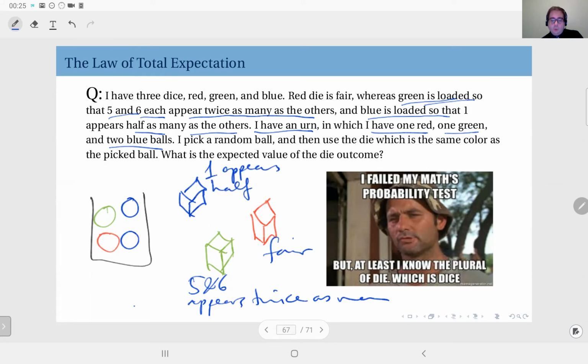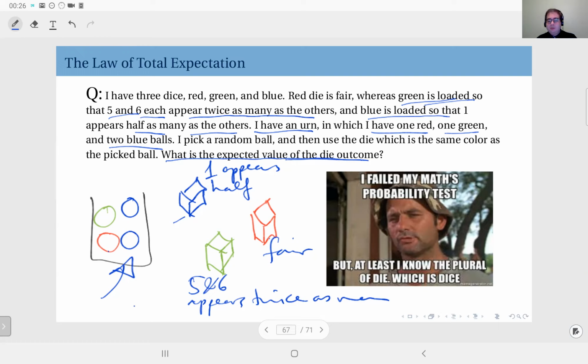The question is, what is the expected value of the die outcome? So what I do is I pick a random ball out of this urn, and whatever color comes out, I use the corresponding die. So if I pick one of the blue balls, I use the blue die. If the red ball comes, I roll the red die, and if the green ball comes out, I use the green die. The question is, what is the expected value of the die outcome? If it were a fair die, it would be 3.5, right? Because 1, 2, 3, 4, 5, 6, the midpoint is 3.5 if they are all equally probable.